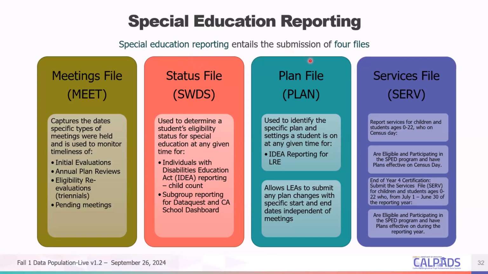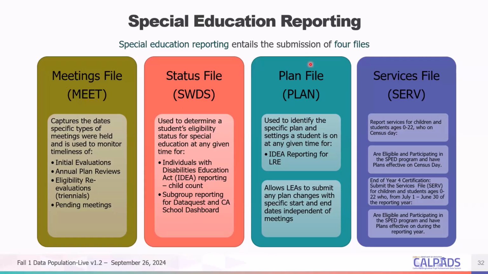The plan file type is intended to identify the specific plan and settings that a student is on at any given time. And this is again intended for IDEA reporting and allows for LEAs to submit plan changes with specific start and end dates independent of meetings. And this was a benefit and a change that came from the special education redesign. Previously, plan changes needed to be tied to a meeting date. Now, plan changes can have specific start and end dates that are independent of meetings.